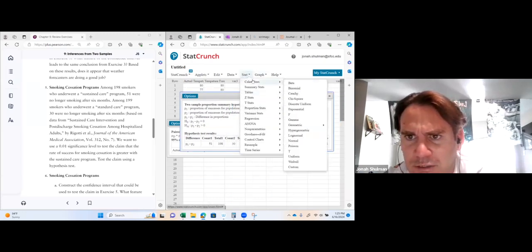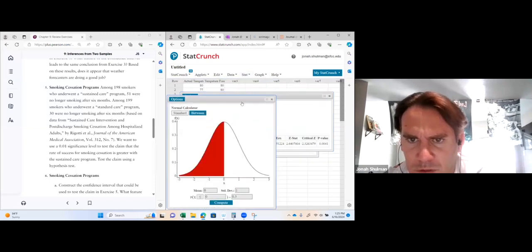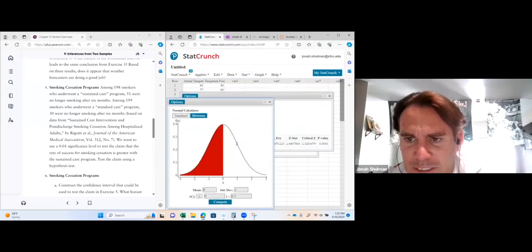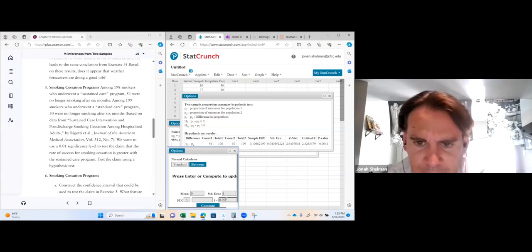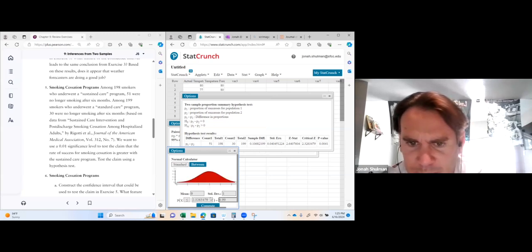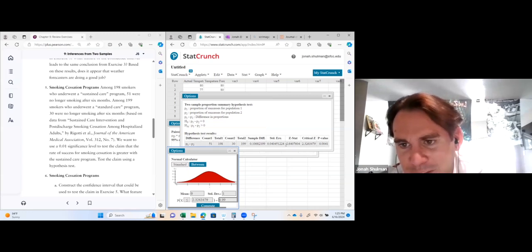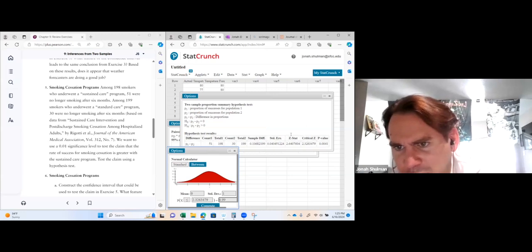the calculator for normal. And we want to make this 99%. Mean is 0, standard deviation is 1. We just want to make this 99%. Do you see how this is 2.326? That's how you get that critical Z. Our Z is bigger. So if we look at the critical value, we see we're bigger. If you look at the P, it's less than 0.01.